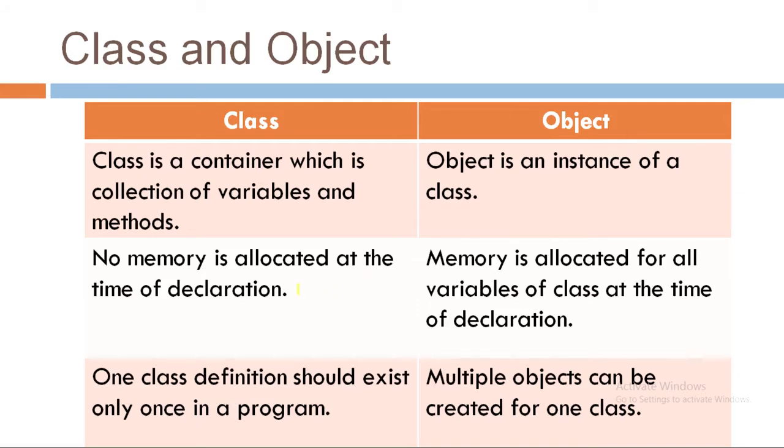So the second point is no memory is allocated at the time of declaration of a class, while in the case of objects, memory is allocated for all the variables of the class at the time of declaration. So we can say class is just declared without initializing any memory, while whenever we declare any object, it must be initialized to some memory locations. The last thing that we can compare class and object is one class definition should exist only once in a program, while we can have more than one object of the same class in the same program.